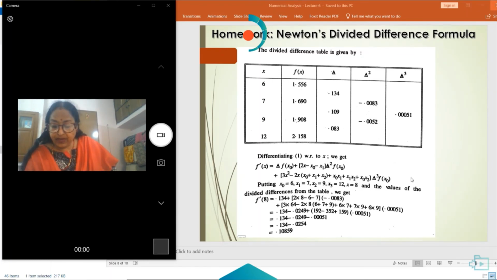That is the first differentiation, second differentiation, and third differentiation. So differentiating it and putting the values of x0 equal to 6, x1 equal to 7, x2 equal to 9, x3 equal to 12, and x is equal to 8, we can get the value as shown on your screen.